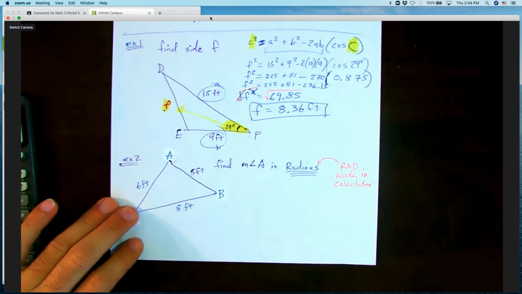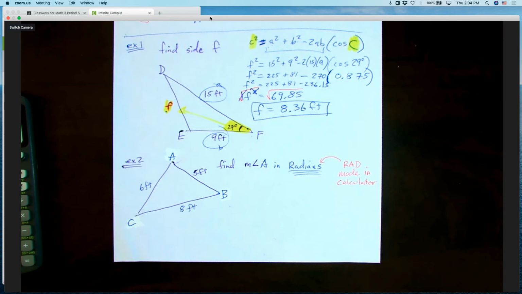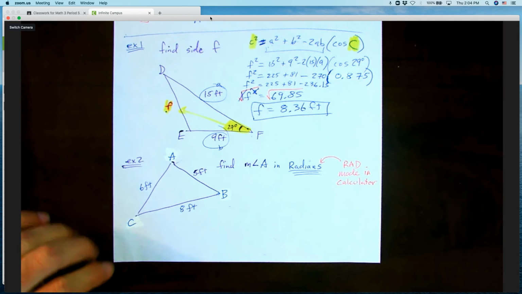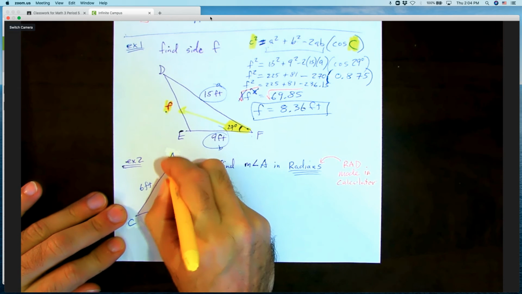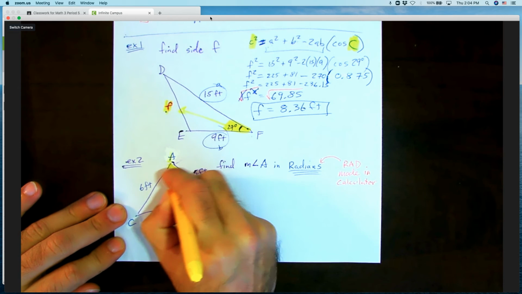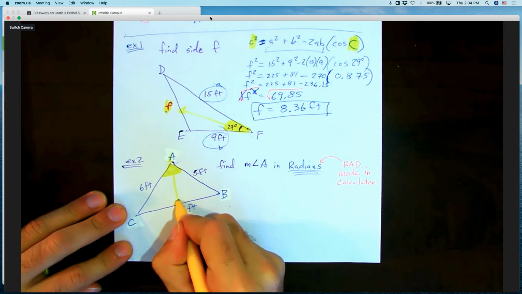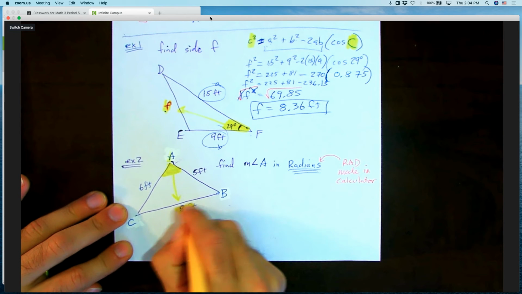So we're going to keep on working on these. The only difference with this one is we have to find angle A in radians. Okay. So since we're looking for angle A, I'm just going to highlight it so I remember that's what we're looking for. And then I remember that law of cosine uses the angle and the side across from it.